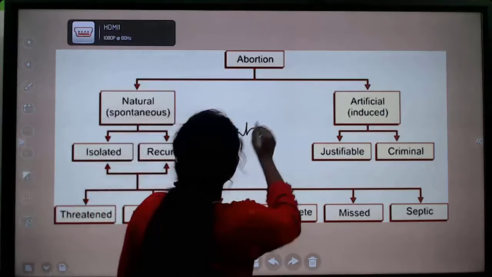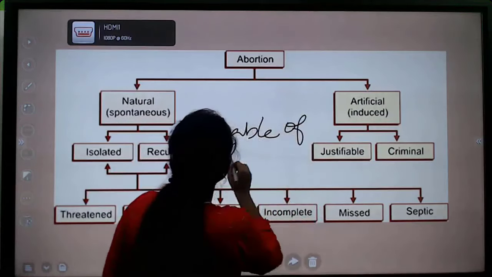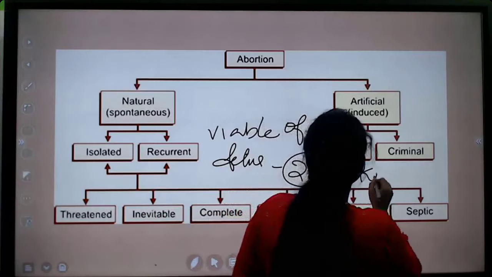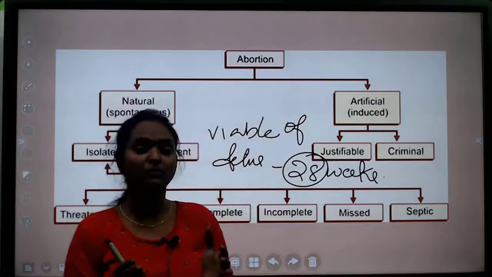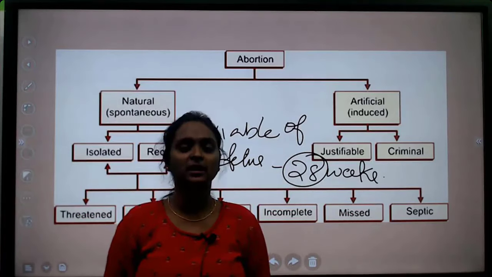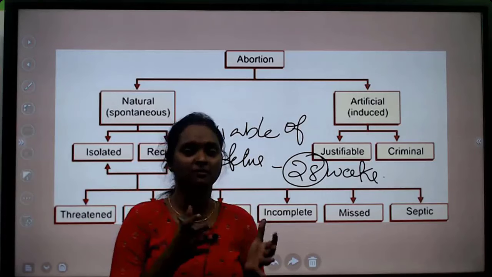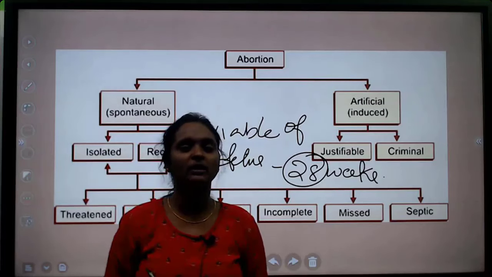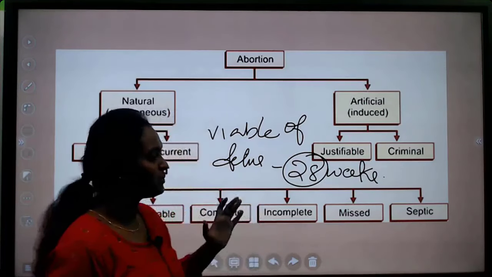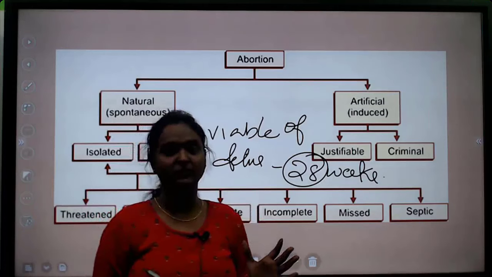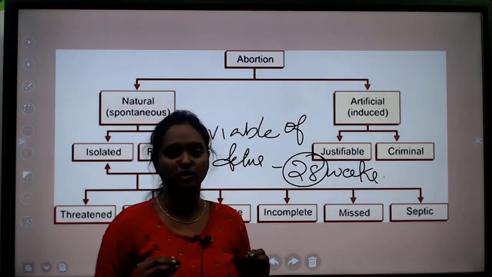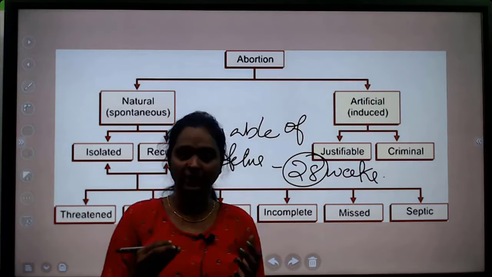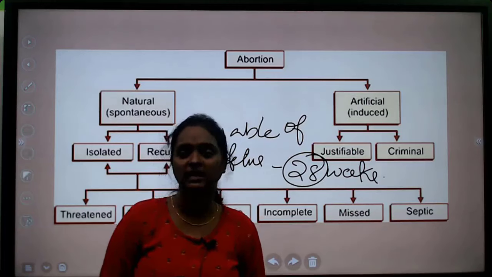Viability of the fetus occurs at the week of 28. At 28 weeks, the viability of the fetus takes place. So before viability of the fetus, if the delivery occurs, or the fetal contents come out, we call it an abortion. What it means is, before viability of the fetus, if the pregnancy ends, we call it an abortion.